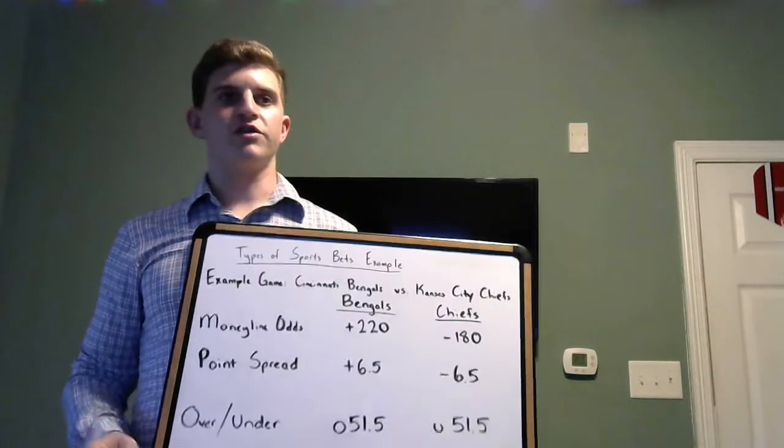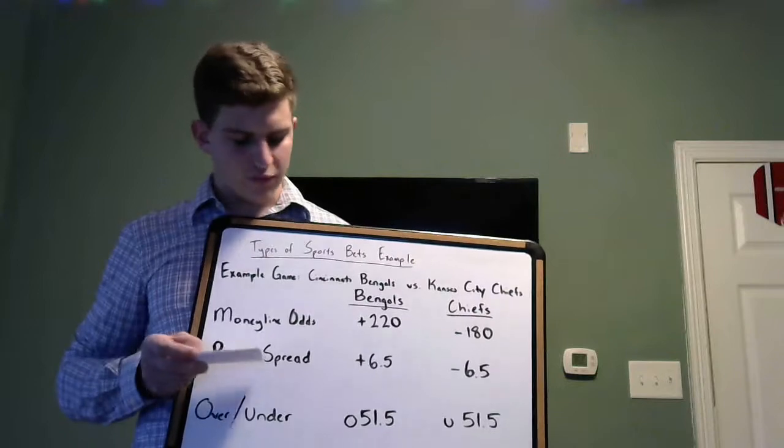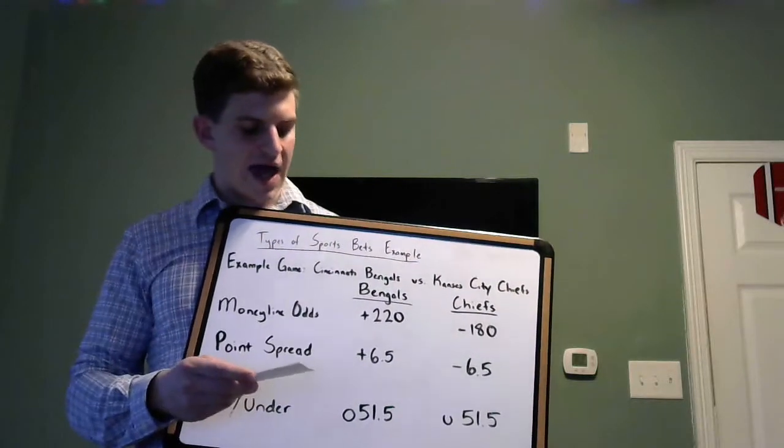Now, the second most common sports bet is point spreads. Point spreads refer to predicting the outcome of the game. Action Network, which is a US-based sports betting platform, refers to point spread bets as betting on the margin of victory of the game. So, to continue with our example for the Bengals versus Chiefs, you can see that the point spread for the game is 6.5.